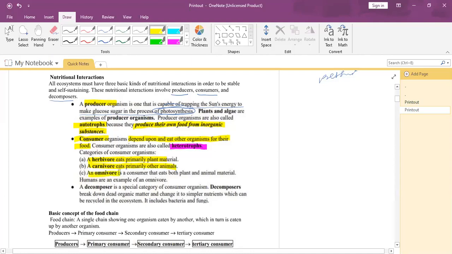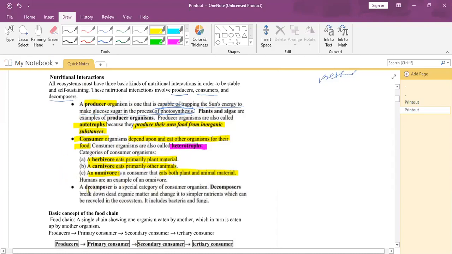Omnivore, omni means like all round, everything. So it's a consumer that eats both plants and animal material. An example of omnivore would be human beings. We are omnivores because we feed on both plants and animals. Carnivores would be like dog, herbivores like cow or goats and so on. All these will be found on the food chain. If you go through the food chain, you see all these organisms there.